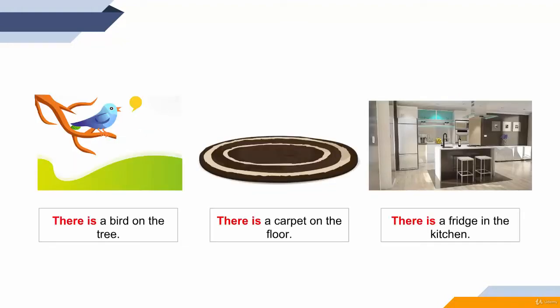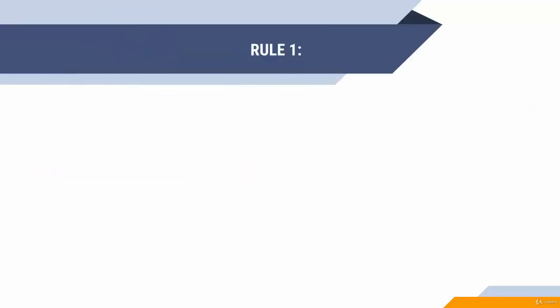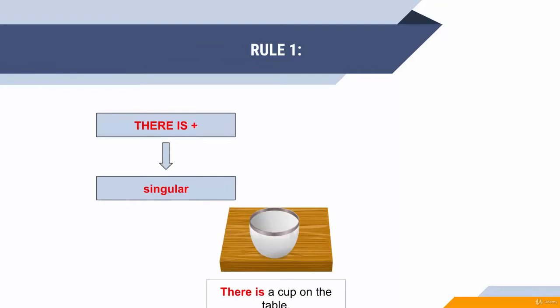Look at this. There is a bird on the tree, there is a carpet on the floor, there is a fridge in the kitchen. So all of these examples are examples of situations in which we use there is plus singular noun. There is a cup on the table. There is a watch. There is a clock. There is a chair.